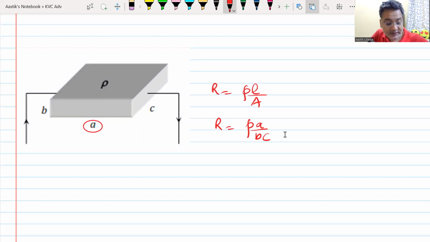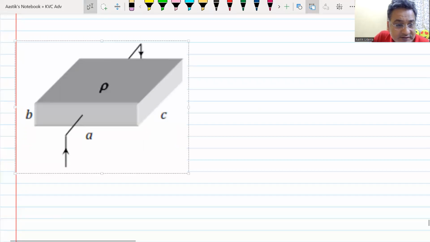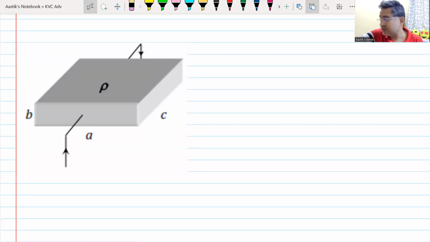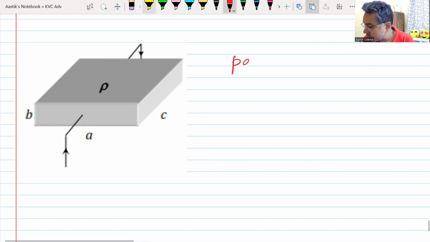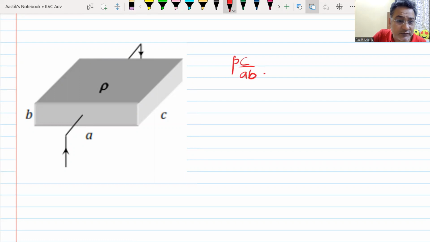Similarly, in this case, can you tell me the answer? What would be the answer if I connect it like this? Now I connect the forward end to the back end. Rho C by AB. In this case, the resistance will be equal to rho into C by AB. Do we understand this? Yes or no? Yes, sir.